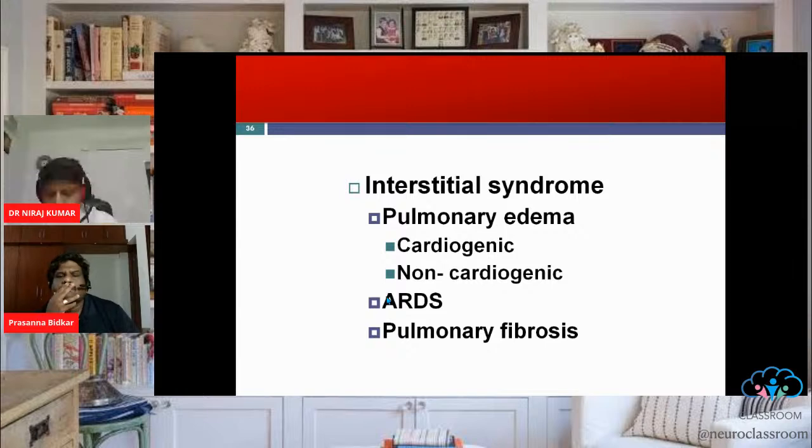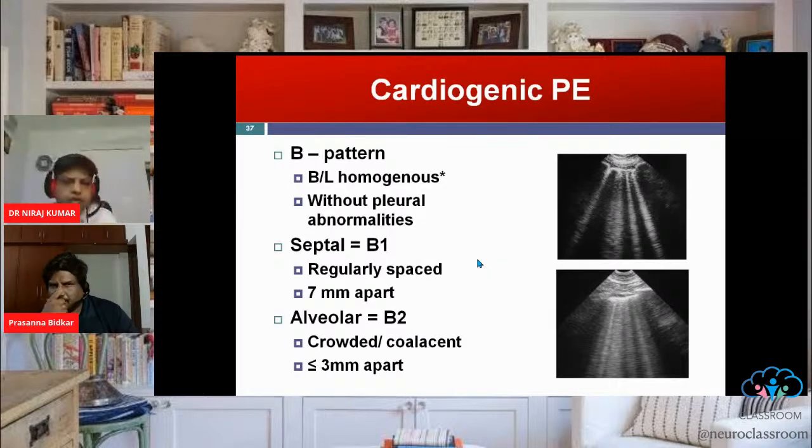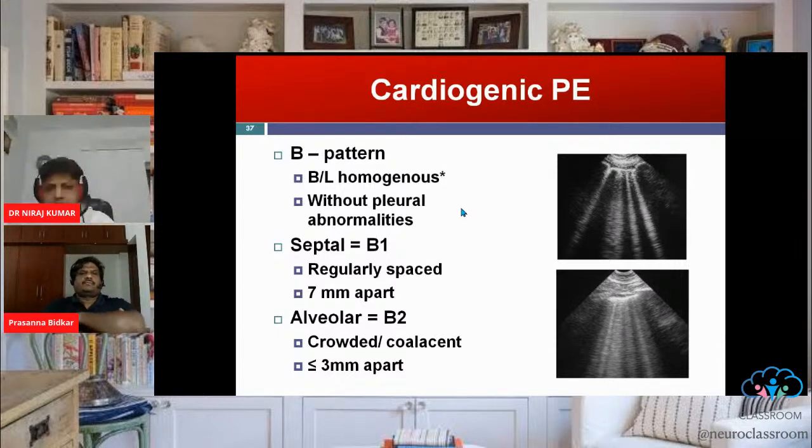So first of all, we will discuss pulmonary edema. It may be because of cardiogenic or non-cardiogenic edema. So edema means accumulation of the fluid. First of all, consider cardiogenic pulmonary edema. So cardiogenic pulmonary edema is because of heart failure. Fluid starts accumulating within the lung because of increased hydrostatic pressure. So as the fluid starts accumulating, the amount of air decreases and the amount of fluid increases inside the lung.